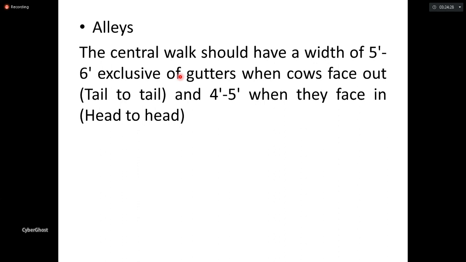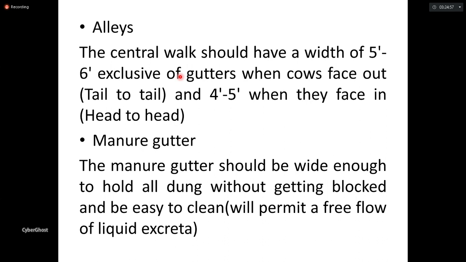Then the alleys, right? Alleys means we can have a central alley. I said that again. Madin athulata inna puluwan central alley ekak tiyenna puluwan. Then we have the gutters, right? Gutters tiyenna one just to remove whatever waste is generated, or water that we use to clean these animals. So there should be alleys and gutters to remove these waste materials as well as for easy access, right? And we should have better alleys, right?